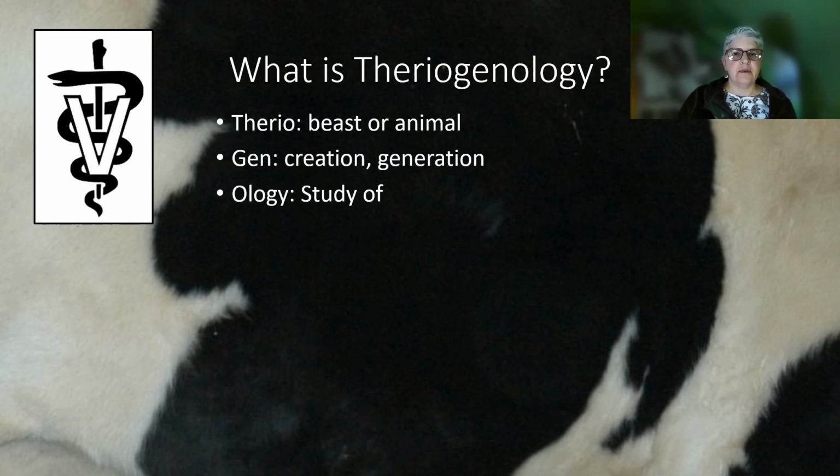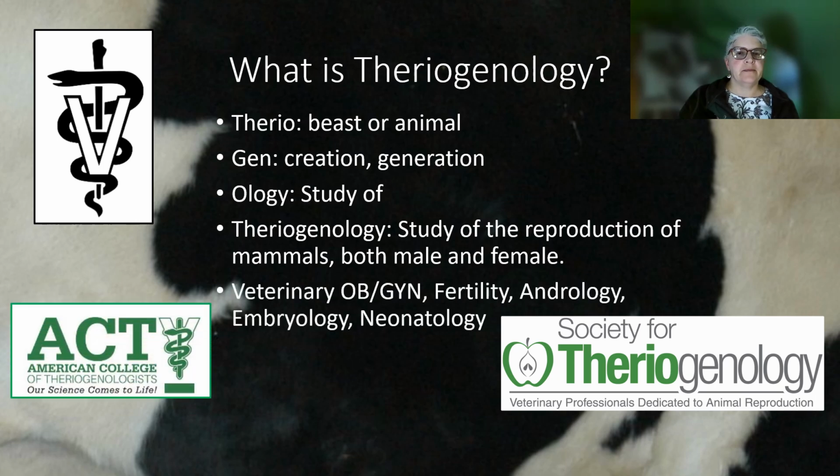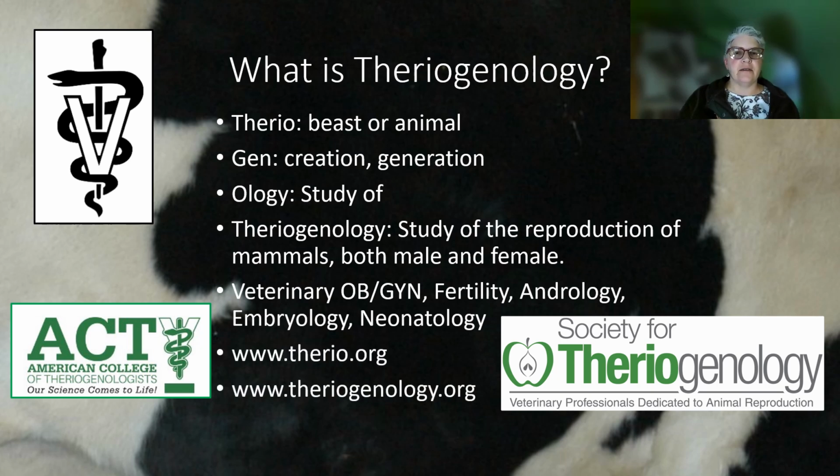Theriogenology. This word comes from the Greek roots therio, meaning beast or animal, gen for creation or generation, and ology for study of. And theriogenology then is the study of the reproduction of mammals, both male and female. In the veterinary profession, this would be comparable to the human medical specialties of obstetrics and gynecology, fertility, andrology, which is male reproduction, embryology, and neonatology. And these are the veterinary organizations in the US that are involved in theriogenology.